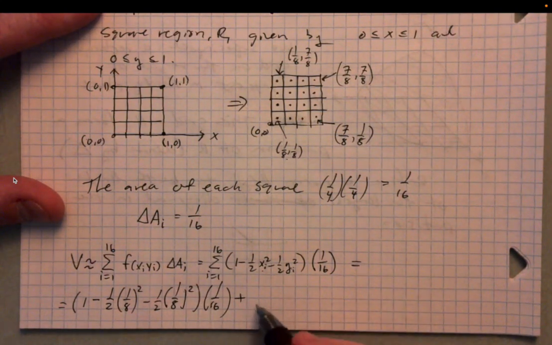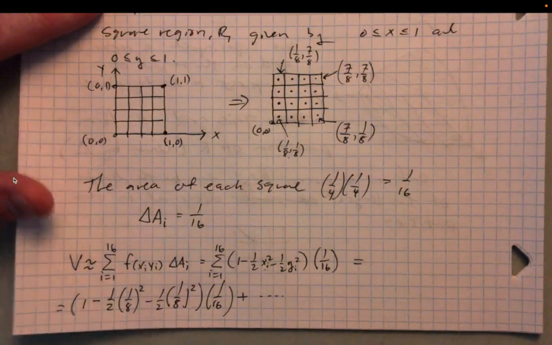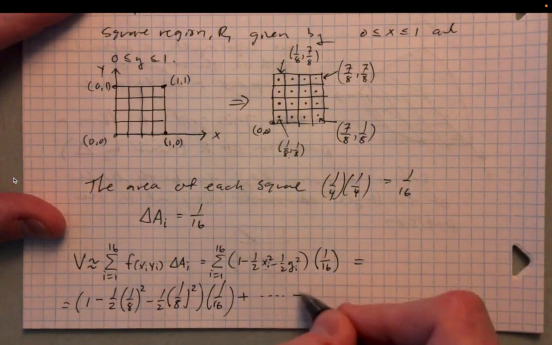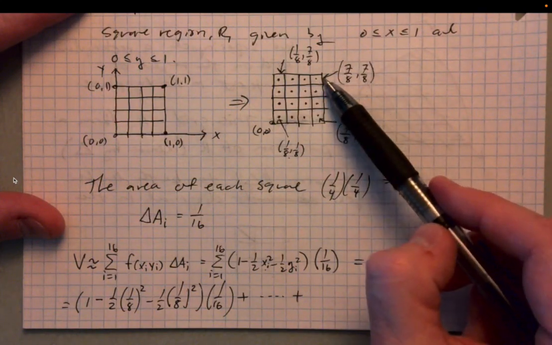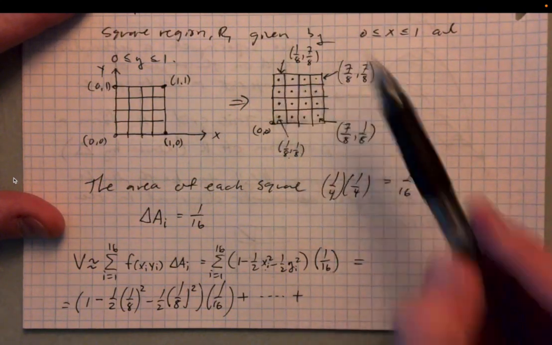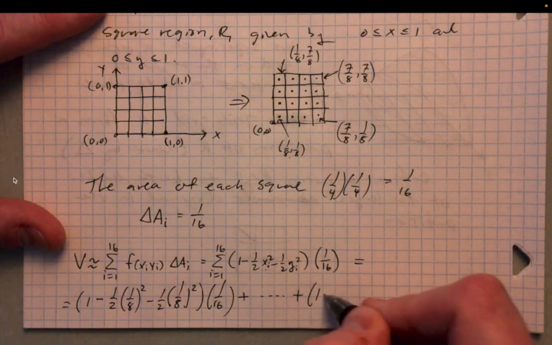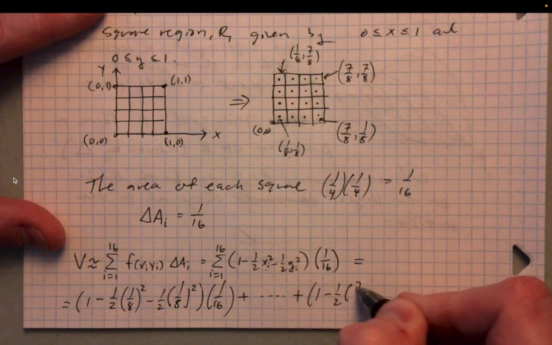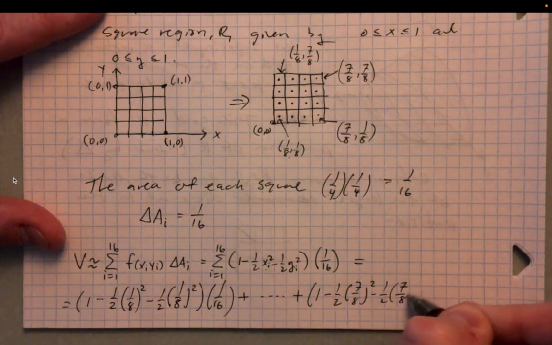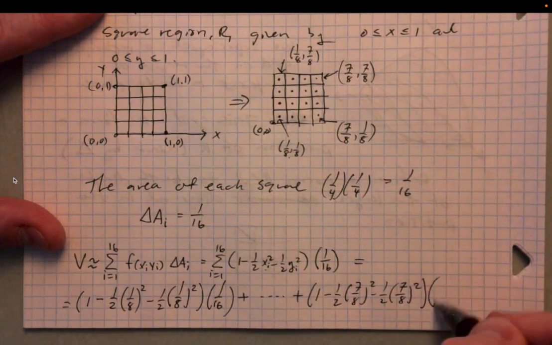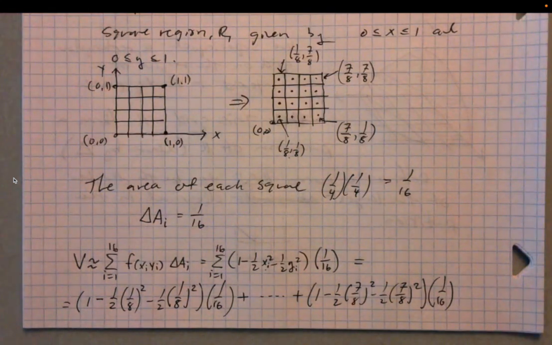And you could do the same thing for the second term and the 15th term, and then the 16th term here would just be the last one, right? It'd be the 7/8, this guy up here. So you go like this. Okay, so it'd be 1 minus 1/2 times 7/8 squared minus 1/2 times 7/8 squared times 1 over 16, right? So you go through this whole thing.